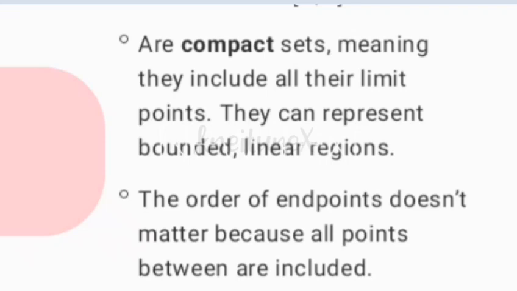Our closed intervals are compact sets. That is, they include all their limit points, and they can be represented as bounded linear regions. And the order of endpoints doesn't have to matter because all the points are included. What is this trying to say?